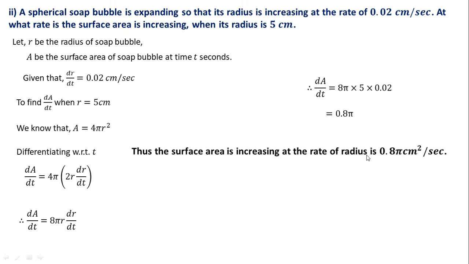So it is the answer of dA by dt, and it is nothing but the surface area is increasing at the rate of 0.8 pi centimeter square per second. So see the answer here, the surface area is increasing at the rate of 0.8 pi centimeter square per second. So very simple example. Here we require the formula of surface area of a sphere, and after differentiating you will get the answer by substituting proper given values in it.